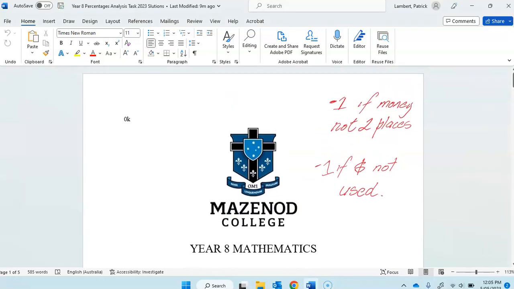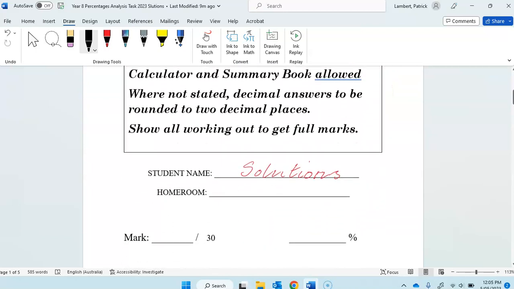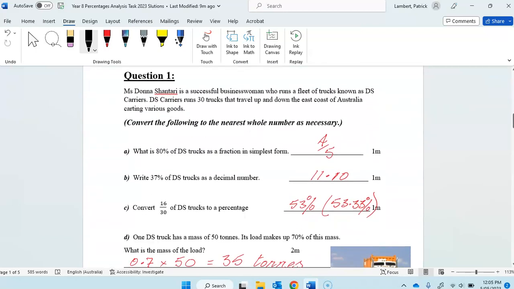Let's look at the solutions for the percentages analysis task. Take note that there will be marks lost if the money is not in 2 decimal places and if the dollar sign is not used. Okay, looking at it.